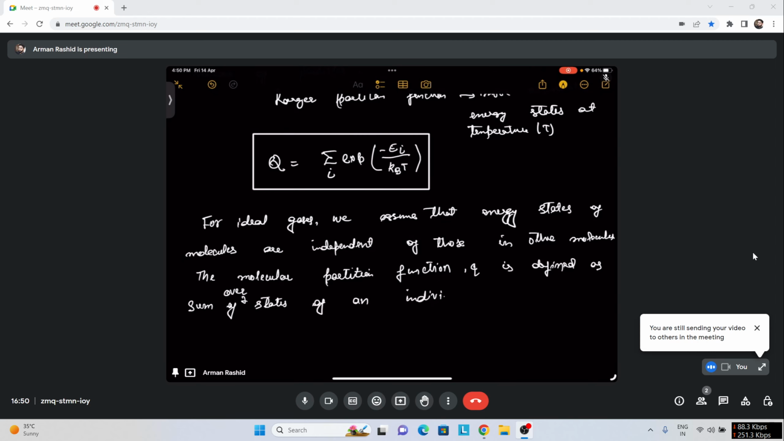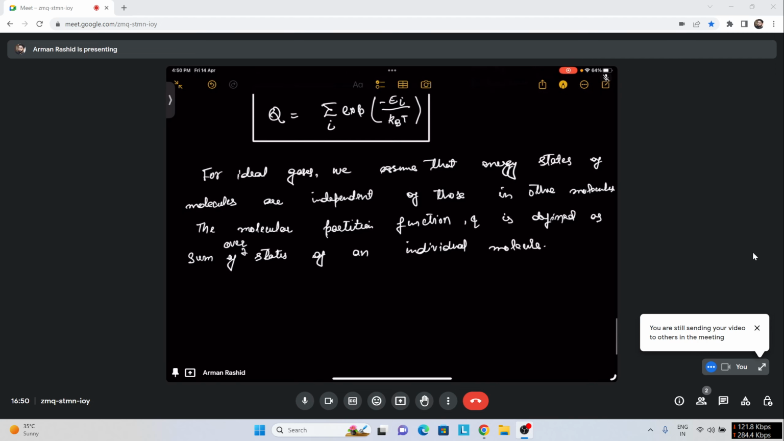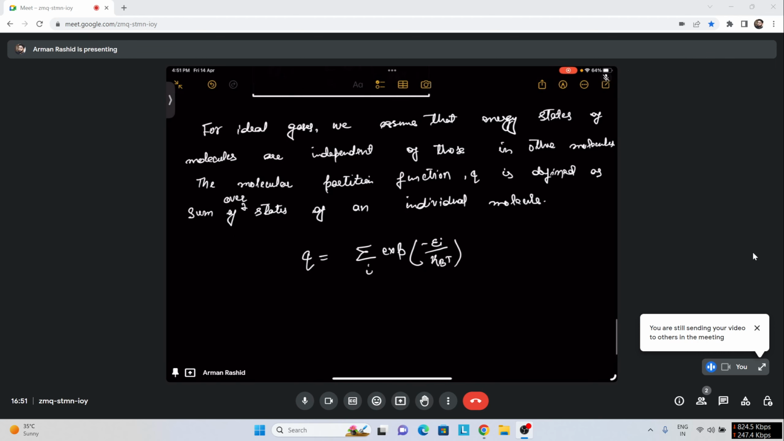Now if we take a single gas molecule, because here the gas molecules do not interact, then we can define the molecular partition function, which is given by small q, the summation over all the states of exponential of minus energy of the ith state over kT. Okay, now this is called the molecular partition function.